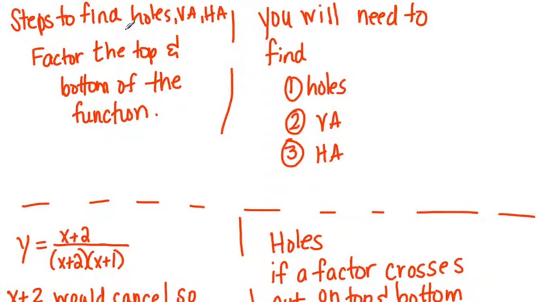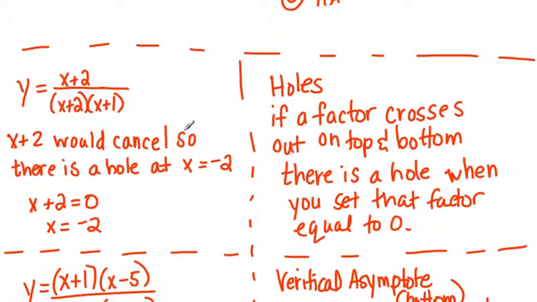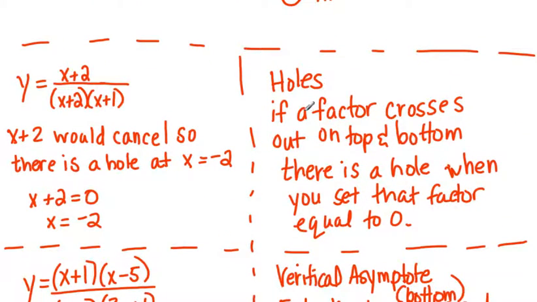Steps to finding holes, vertical asymptotes, horizontal asymptotes. You have to first factor the top and the bottom, which is the numerator and the denominator. All right, look at this because this is how you're going to do your homework. Holes. If a factor crosses out on the top and the bottom, there's a hole when you set that factor equal to 0. So you have this function over here that's factored already. We talked about x plus 2's going away. Those would cancel. Therefore, there is a hole at the value that would make that 0. So you set that equal to 0, and x equals negative 2. So there's a hole at x equals negative 2.